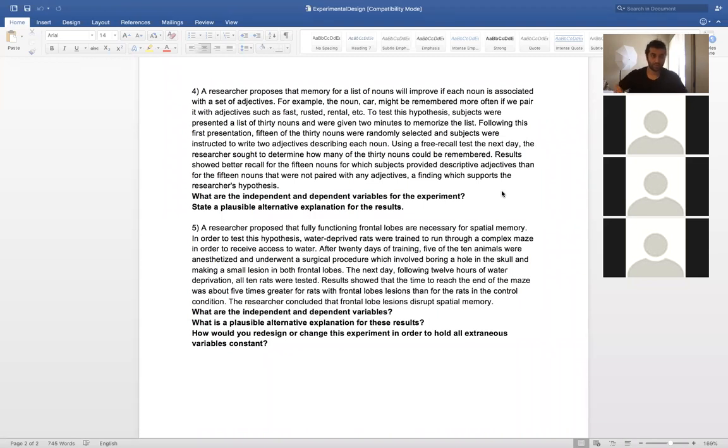So again, let's see. Okay. So the researcher proposes that memory for a list of nouns will be improved if each noun is associated with a set of adjectives. For example, a noun might be remembered more often if you pair it with adjectives such as fast. So there's something to do with adjectives, right?